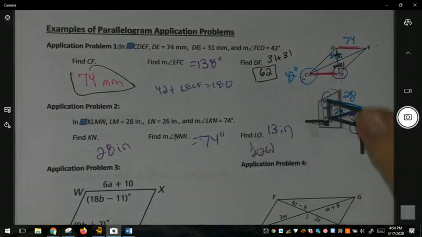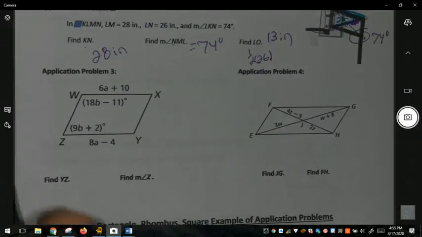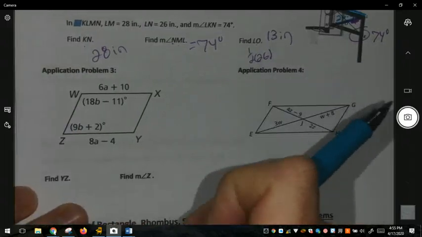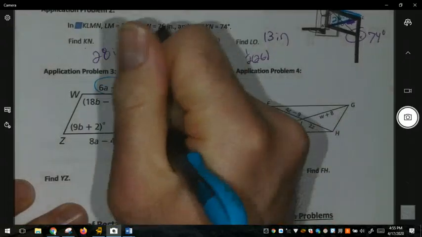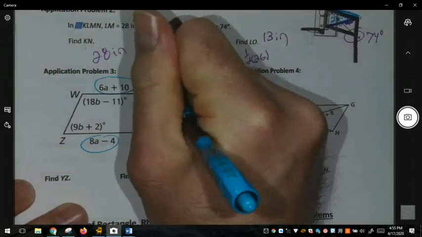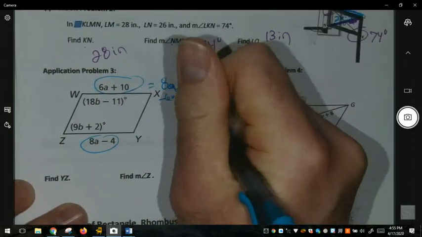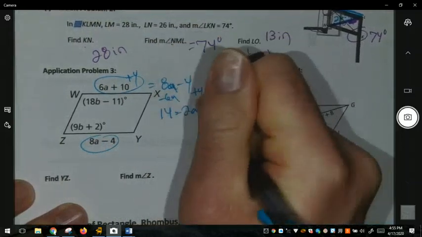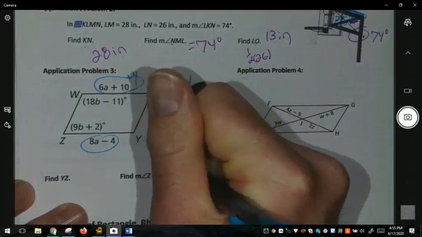Additional applications of parallelograms. For this video clip, the next clip will have rectangle, rhombus, and square. For this video clip, we're looking at this. Given that this is a parallelogram, it should have said that that was given. We know the opposite sides are equal, so we can set that equation equal. Subtract 6a away from both sides, add 4 to both sides. 14 equals 2a. Divide by 2, a equals 7.